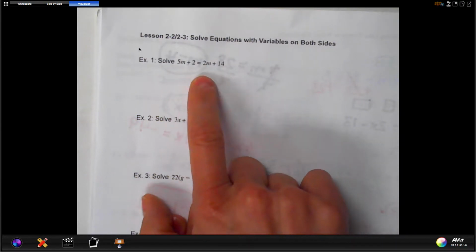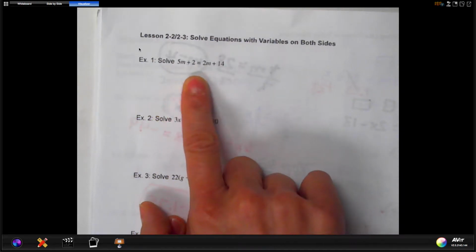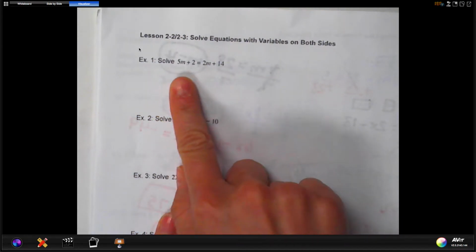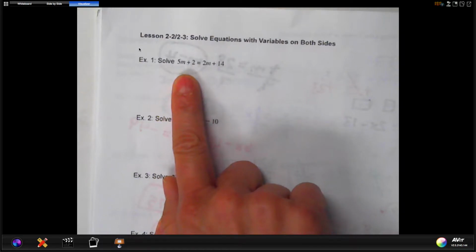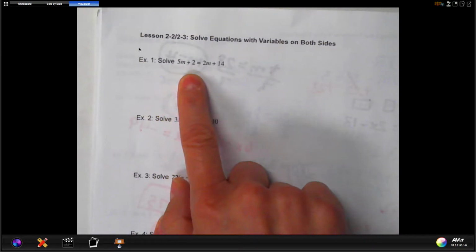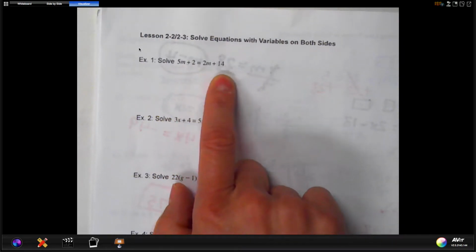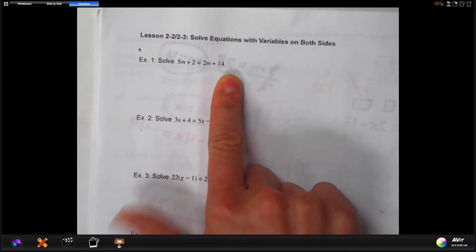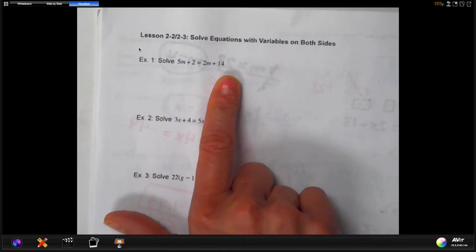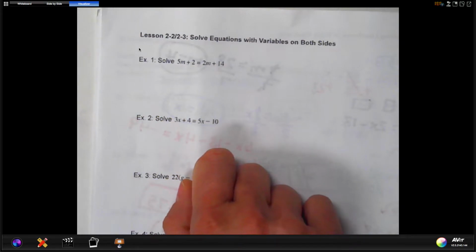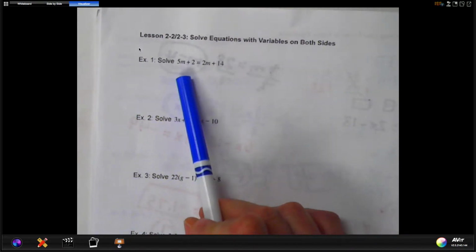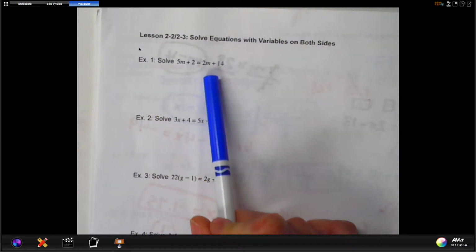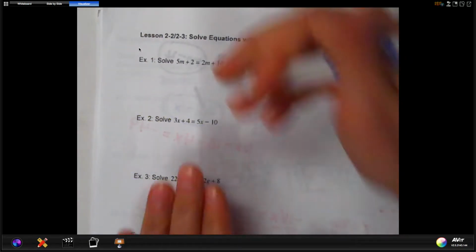In our first example today, if you don't have the note packet, you can write it down on a scrap sheet of paper, is to solve 5m plus 2 equals 2m plus 14. The idea is to figure out what the value of m would be. The difference is you've got 5m to the left of the equal sign, and you've got 2m on the right side. So you cannot just add like terms.